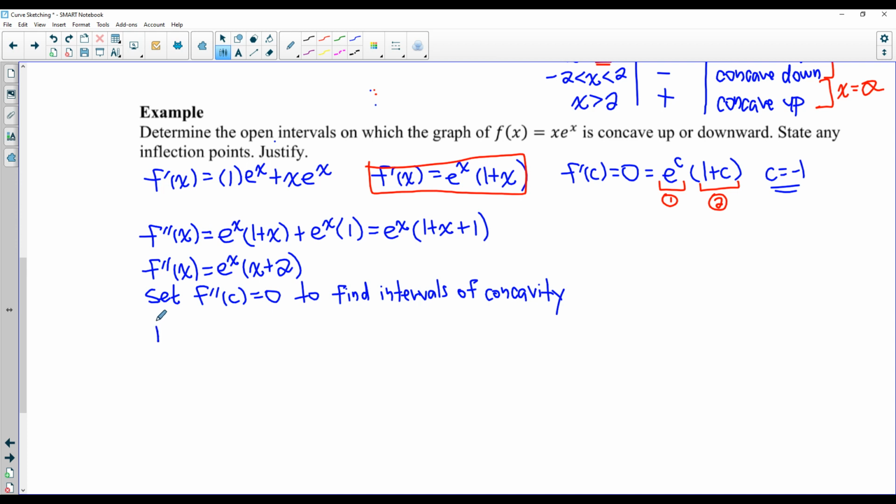Okay, so f double prime of c is equal to 0. This would be e to the power of c multiplied by c plus 2. And just like above, if you set e to the power of c equal to 0, there's no value of c which can actually make that equal to 0. And then the other solution would just be c is equal to -2.